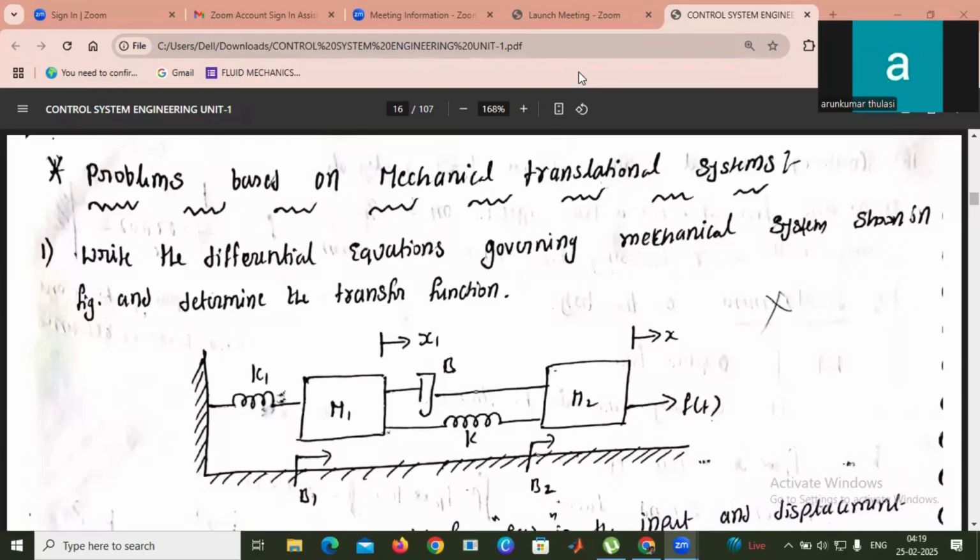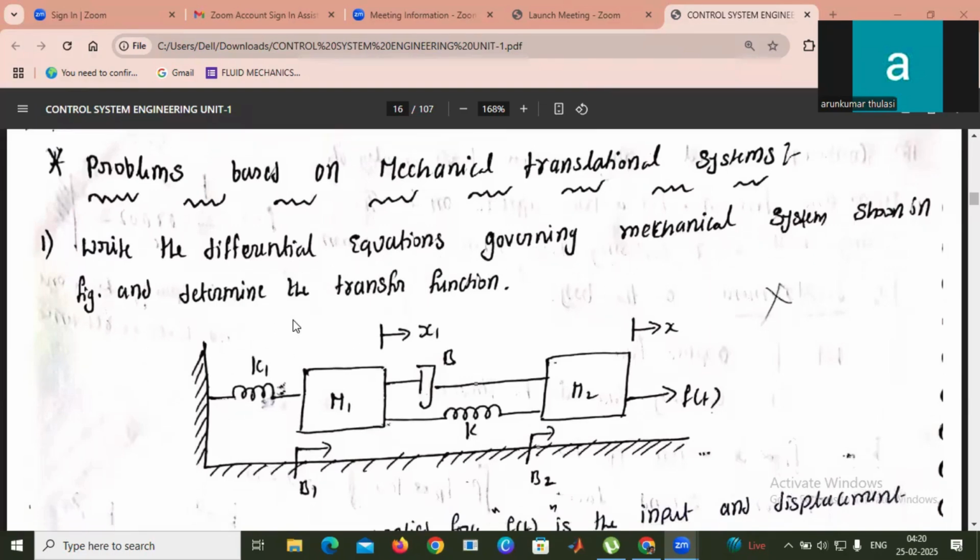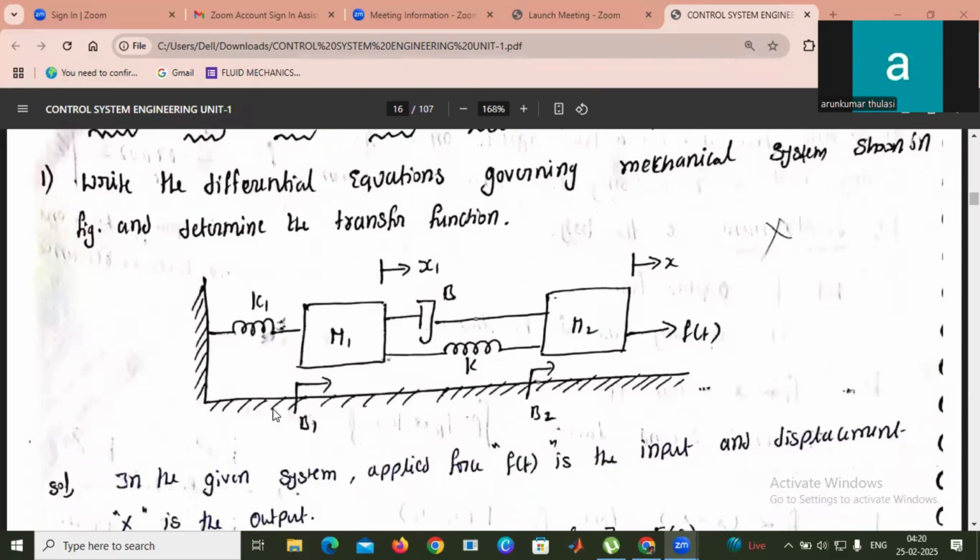Hi everyone. In this video, I am going to solve a problem on mechanical translation system. Here is the problem. Write the differential equations governing the mechanical system shown in the figure and determine the transfer function. So here we have the mechanical translation system diagram.